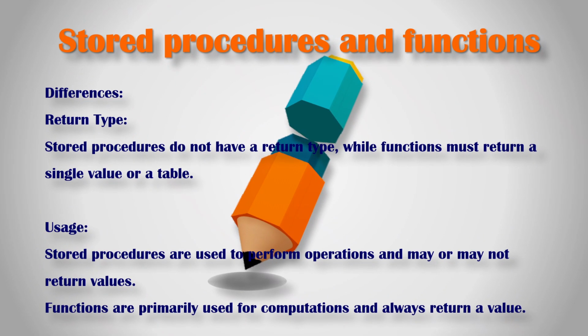Differences. Return type. Stored procedures do not have a return type, while functions must return a single value or a table. Usage. Stored procedures are used to perform operations and may or may not return values. Functions are primarily used for computations and always return a value.